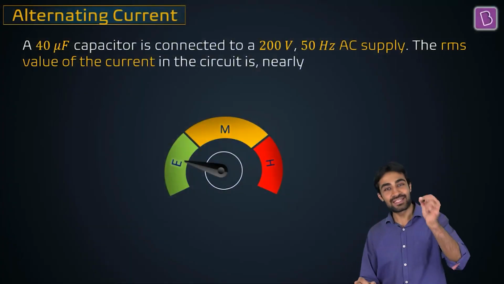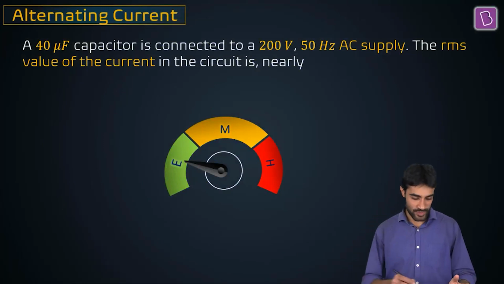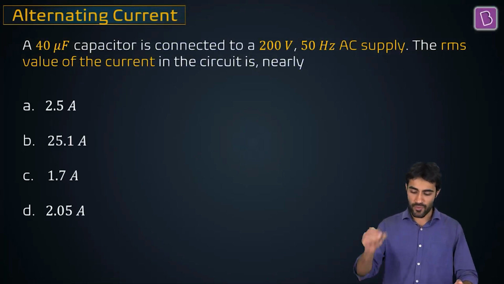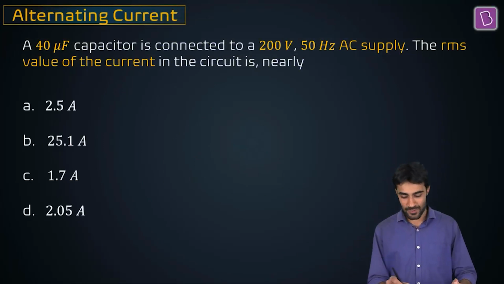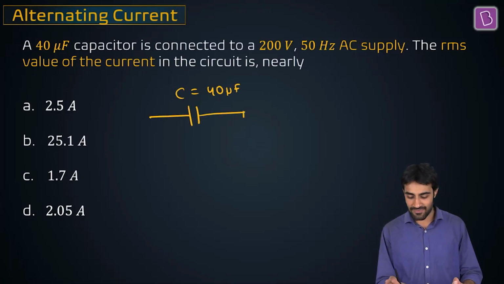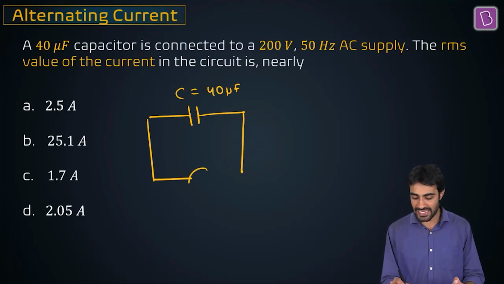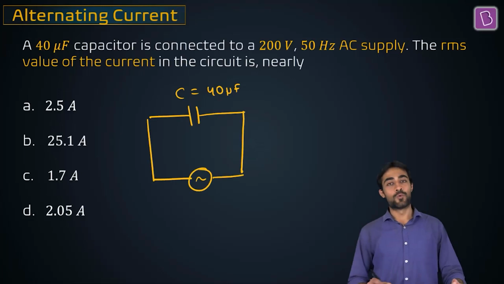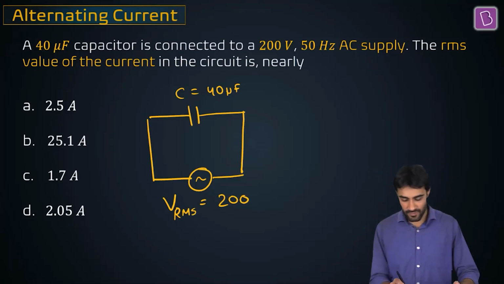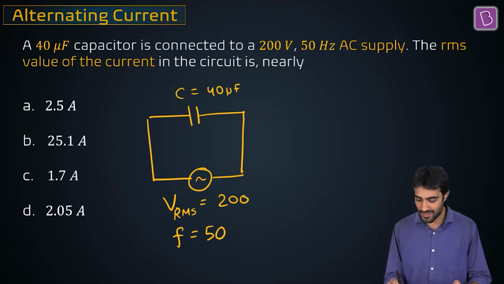Let's have a look at this question on alternating current. Question says a 40 microfarad capacitor is connected to 200 volt 50 hertz AC supply. So we take this very cute capacitor, its capacitance is given to be 40 microfarad. And we connect it across an AC voltage source. This source is given to be of RMS value 200. So RMS voltage is 200 volt. And the frequency is given to be 50 hertz.